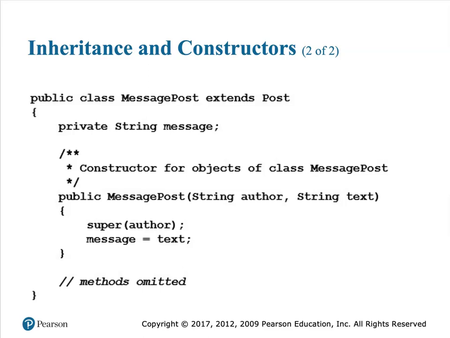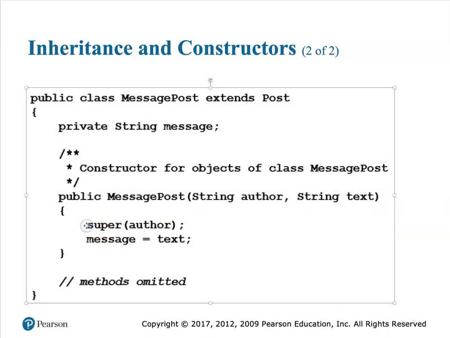So inside of our constructor, in order for a MessagePost to be created, a message has both an author and the text of that message. The first thing that we're going to do when we create a MessagePost is call the constructor for our superclass right here and pass the author on so that the Post can use it. The Post will go ahead and create its internal structure. The constructor will end, and then finally the text that comes in will be applied into the message field for the MessagePost class.